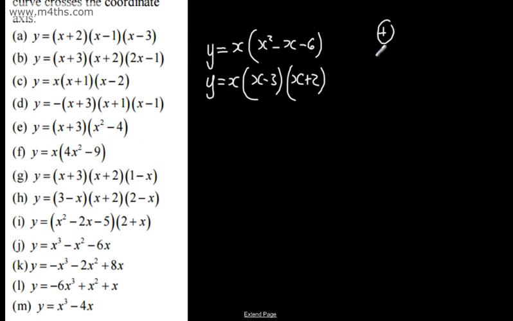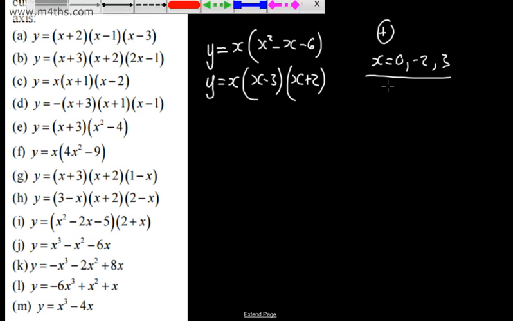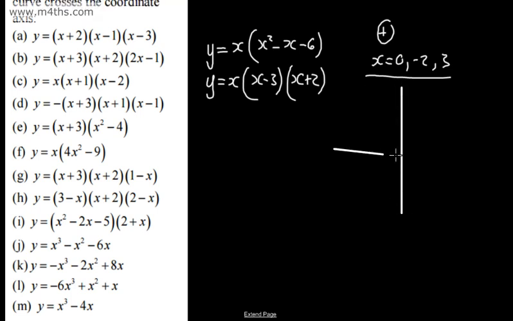We can see now the solutions: x will be equal to 0, negative 2, and positive 3. I don't know why I've done them in that order, but hopefully you can see that. And of course it's going to go through the origin. So nice and easy from this point. It was just factoring that.